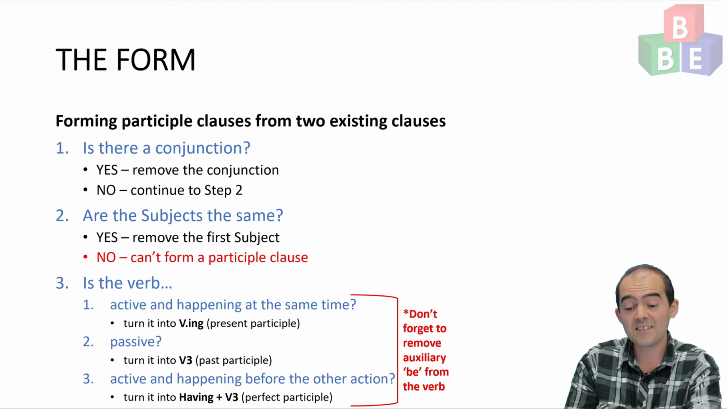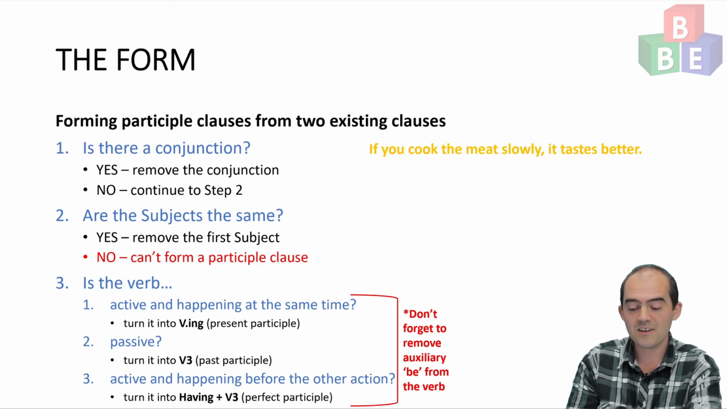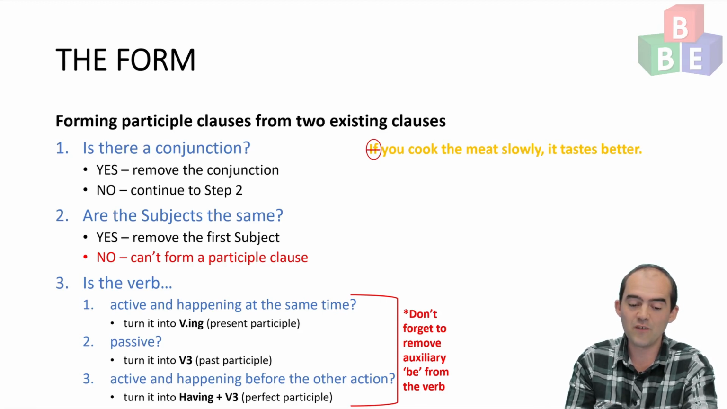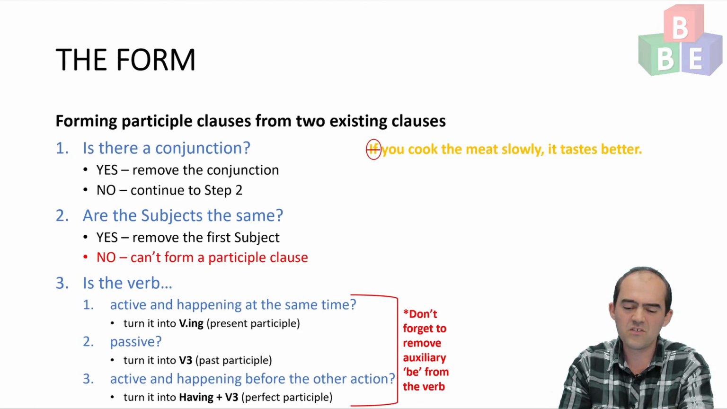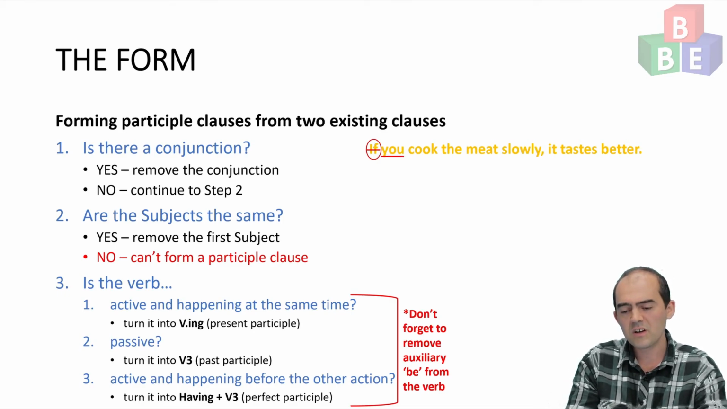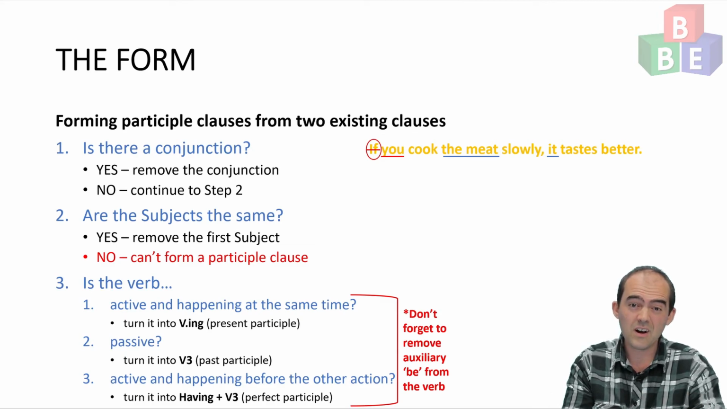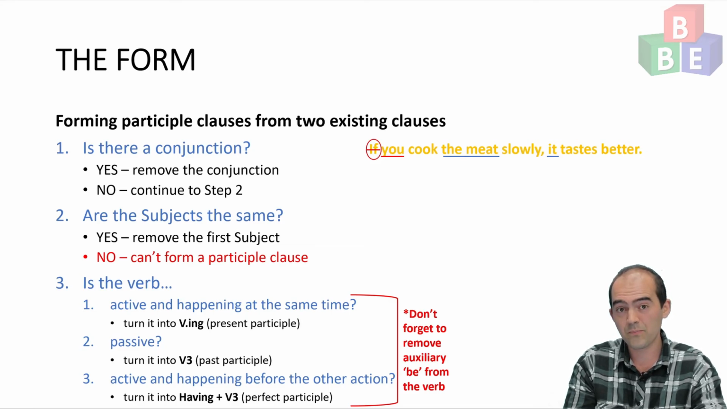Now, for one final example, if you cook the meat slowly, it tastes better. Does this sentence have a conjunction? Yes, if. So I can remove if. Now for my second question, are the subjects the same? Well, the first clause has you, and the second clause has it, which is referring to the meat, the object of the previous clause. These are not the same subjects, so I can't make a participle clause.